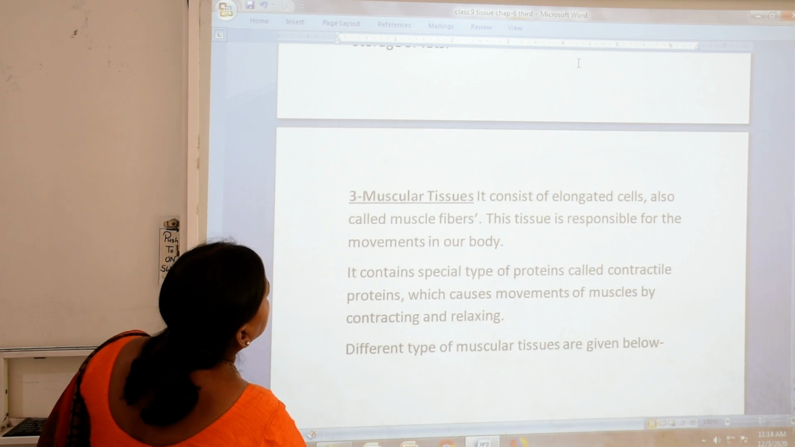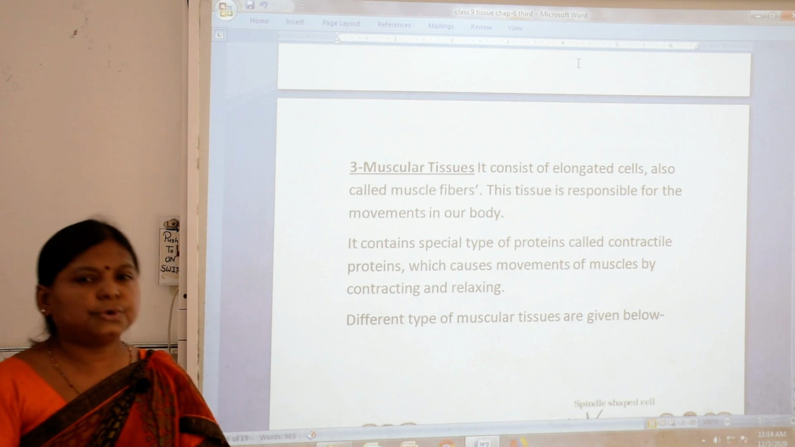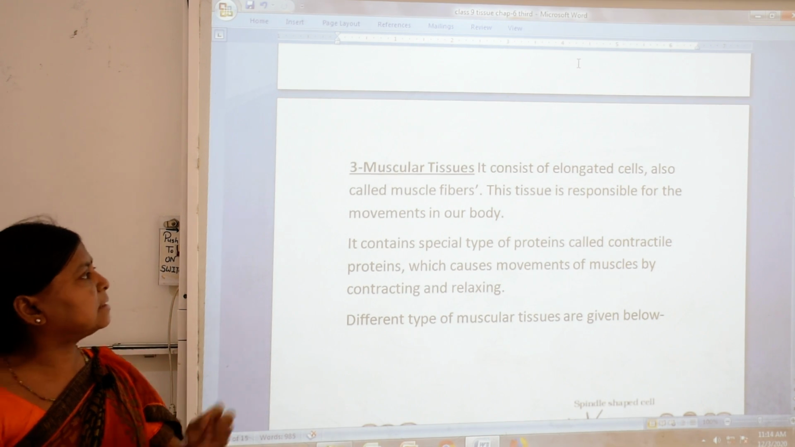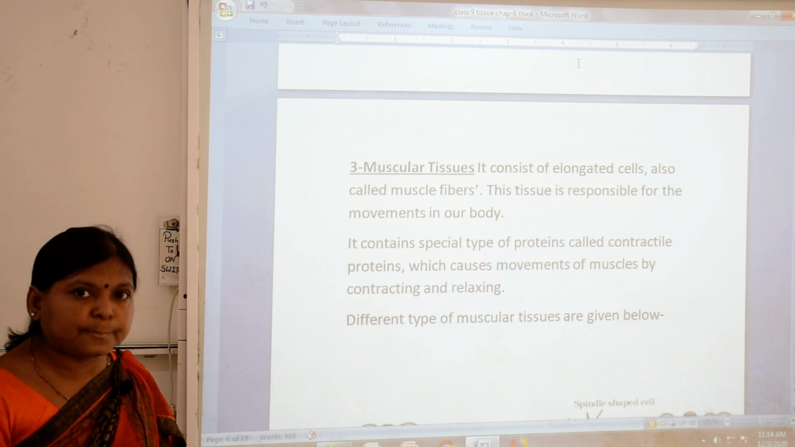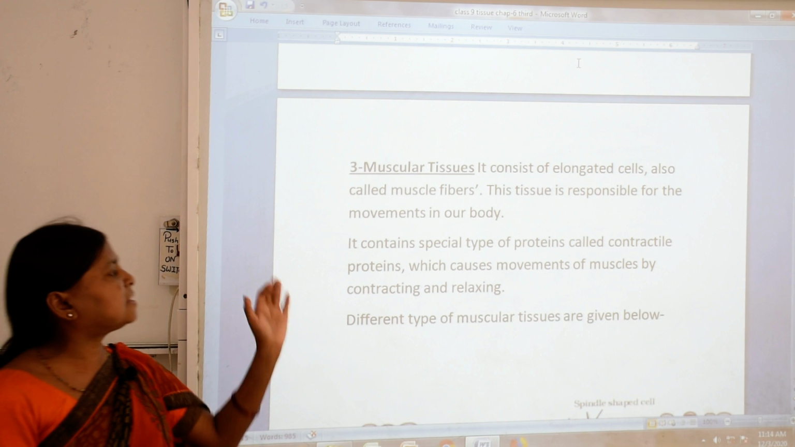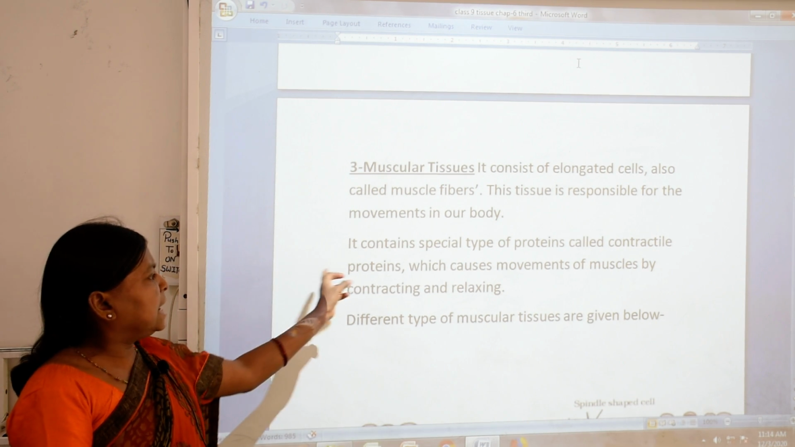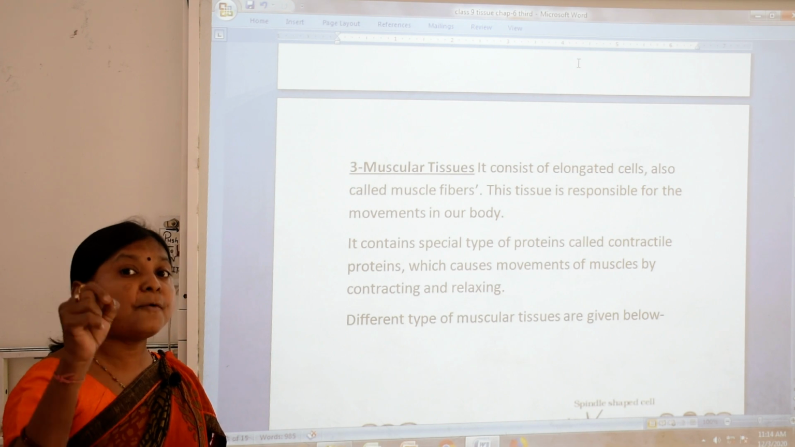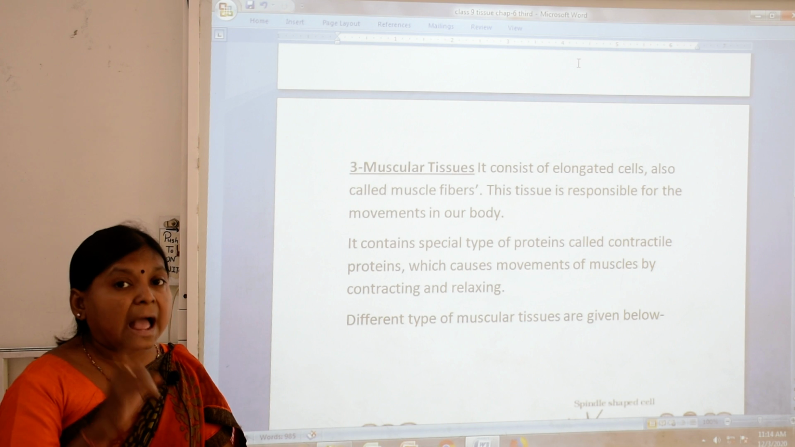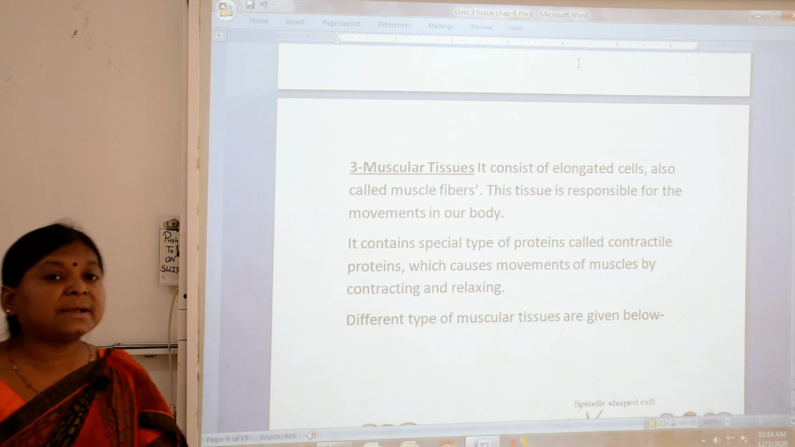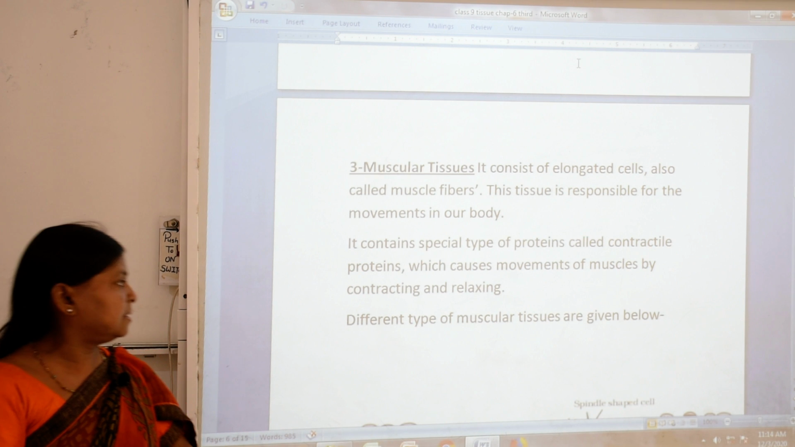Now the next tissue, the third tissue we are studying, is muscular tissue. Do you know muscular tissue? It is made of elongated cells, also called muscle fibers, and this tissue is responsible for the movement of our body. It contains a special type of protein called contractile protein, which causes the movements of the muscles, by which we do contraction and relaxation.